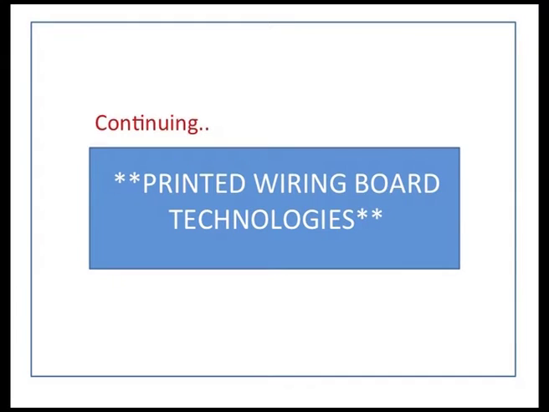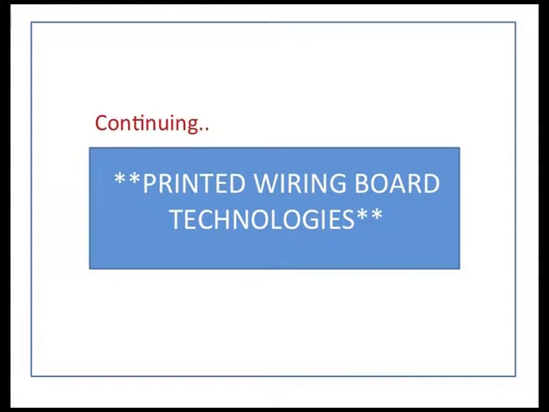We will continue with the chapter on printed wiring board technologies. So far we have seen the introduction to this chapter on the fabrication methodologies for printed wiring boards, and we have reached a stage where we are discussing the substrates, organic substrates, and we have used the term called copper clad laminates to describe the base substrate that will be used for manufacturing or fabricating printed wiring boards.